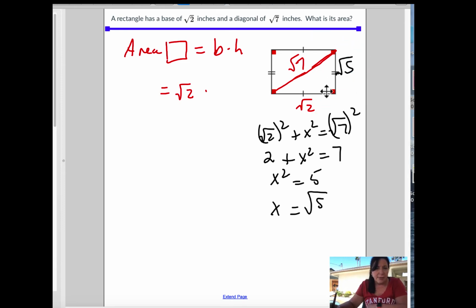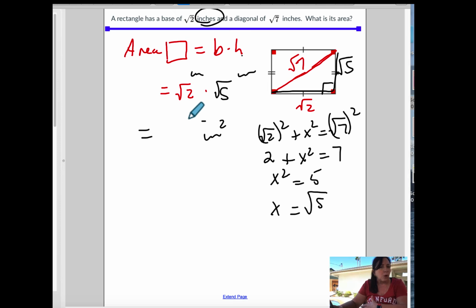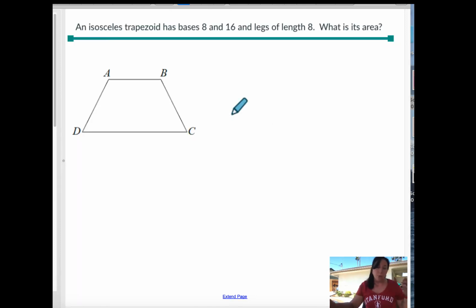Okay, so base times height. My base and my height are perpendicular because of the little square there, and therefore root 2 times root 5. And because we're in inches, it's inches times inches, so this is going to be inches squared. Now remember the rule for multiplying numbers and roots. Numbers get multiplied with numbers, which there aren't any, unless you count the ones in front, but that's just one. Roots get multiplied by roots, so root 2 times root 5 is root 10. So the area of this rectangle is root 10 inches squared.